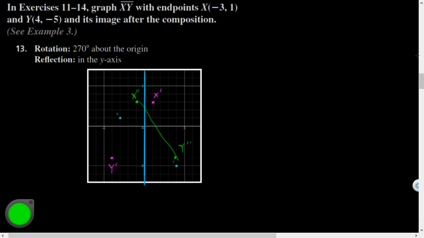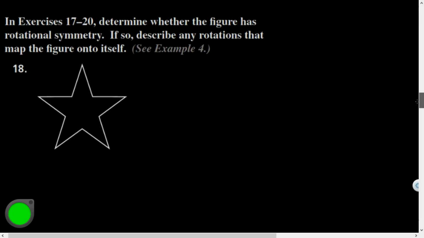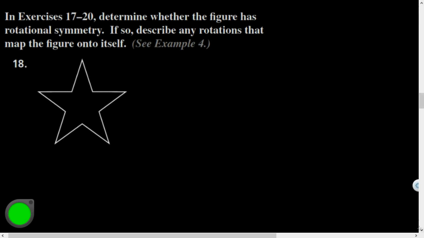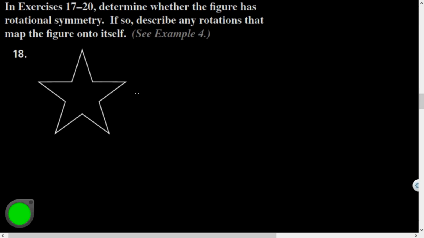Yeah. So there's that. And then we also mentioned the other day that if I reversed the order of these transformations, they most likely will not result in the same final product. Okay, rotational symmetry. Describe any rotations that map the figure onto itself.